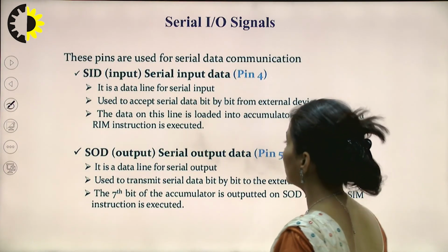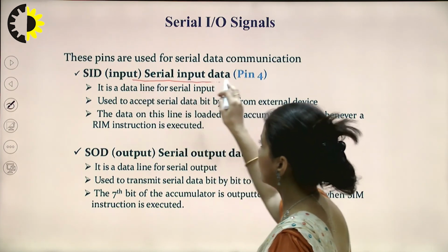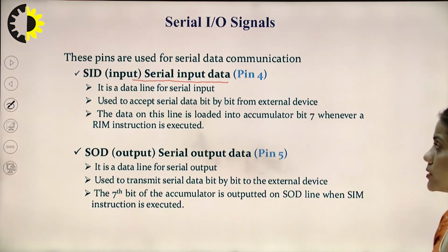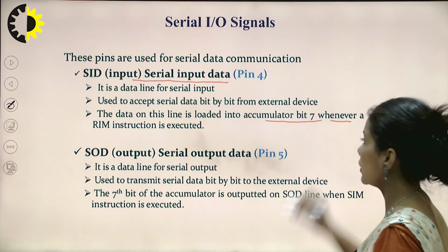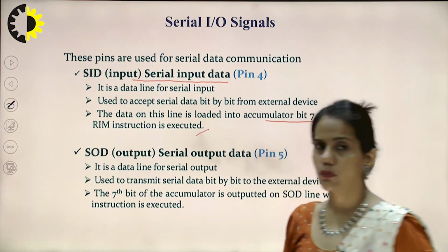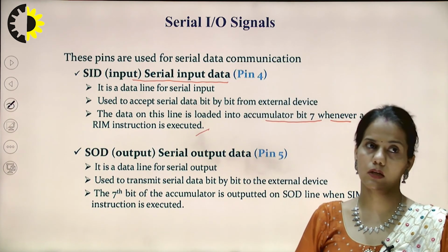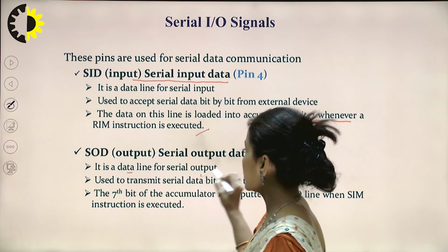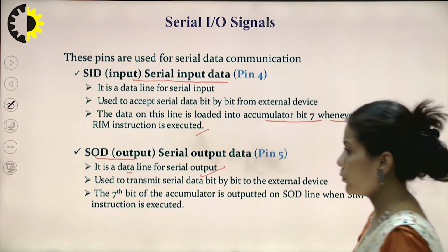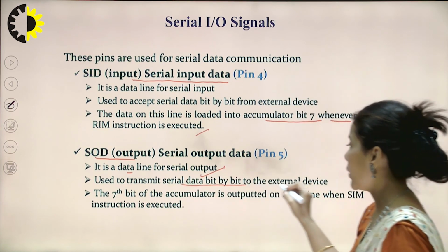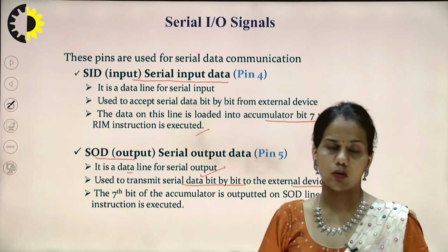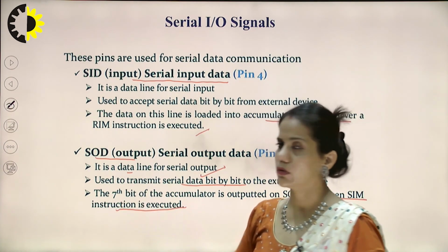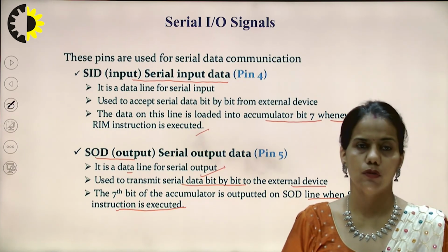Now when we talk about the serial input output signals, this is the serial input data line. It's used for accepting the data serially. The data on this line is loaded into accumulator bit 7 whenever the RIM instruction is executed. When I explain the instruction set, we will go into detail of the RIM and SIM instructions. It is a data line for serial output, that is SOD, serial output data. It is used to transmit serial data bit by bit to the external device. The 7th bit of the accumulator is outputted on the SOD line when the SIM instruction is executed. So we will go into details once we study the SIM and RIM instructions.